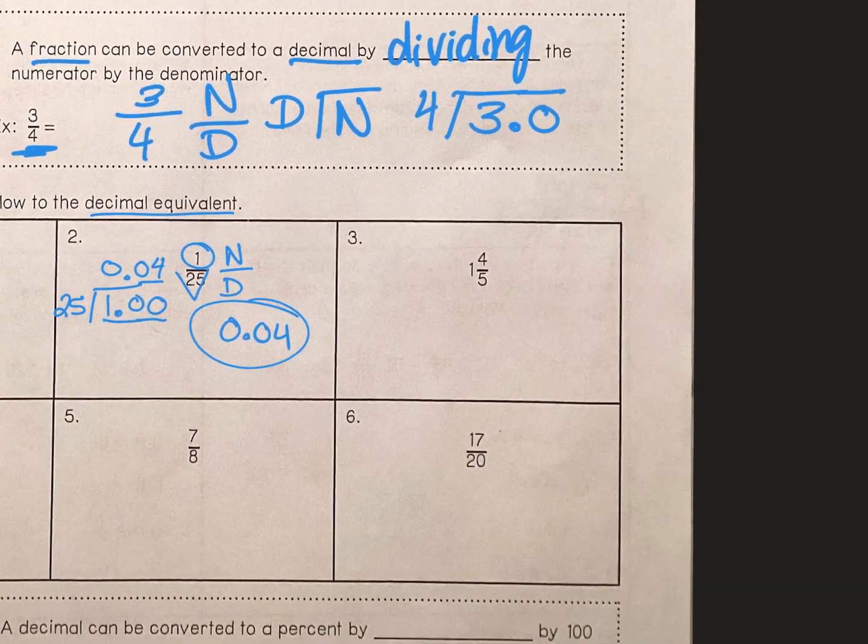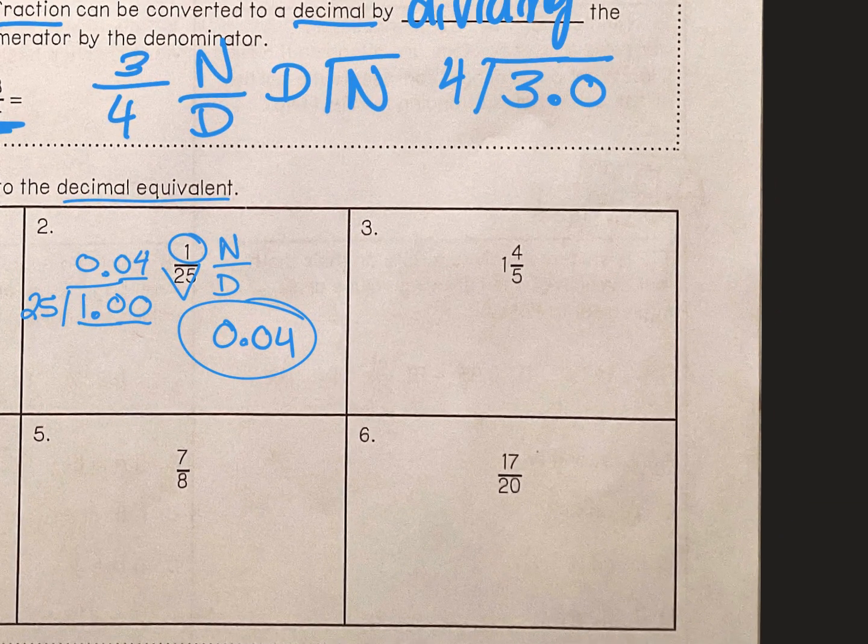Looking at number 3 as another example, I have 1 4/5. 1 is my whole, so that means that it's going to be in front of my decimal. I'm not going to do anything else with it other than put it right in front of my decimal to show that that's one whole. And then I'm going to focus on my fraction here. I'm going to convert that to a decimal by dividing again.